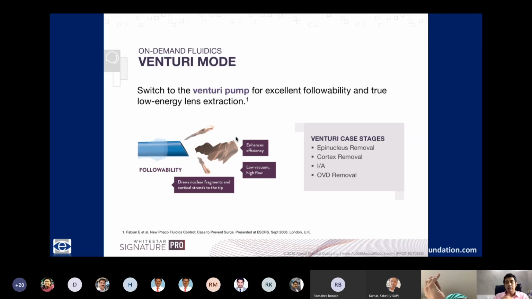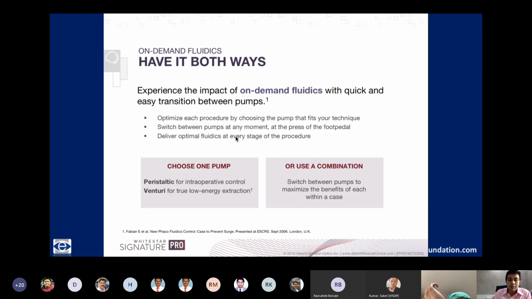But in the later half of the surgery, you can switch to the Venturi pump, which gives you real low energy lens extraction, with greater flow. There is greater followability and an increase in efficiency altogether, where you're really able to remove the pieces with minimal phaco energy and phaco time. So you can choose which you want, and you can keep optimizing as you go on.